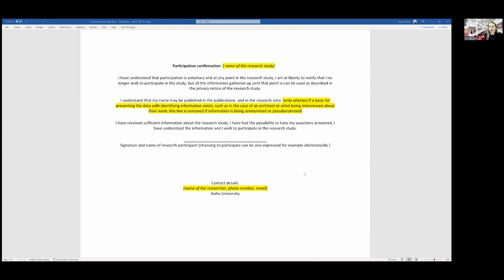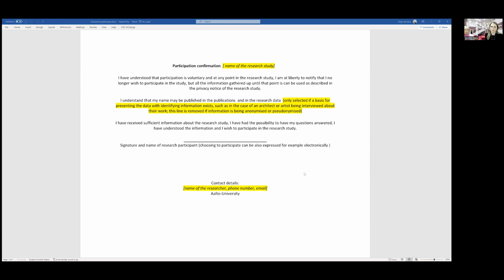Or if you are conducting, for example, a survey online, that could be just ticking the box. So it can also be electronic consent. You don't need to have a paper with a handwritten signature from the participants. This is just one option, but we would like to show you this anyway. Maria, do you have anything to add? No, that's the main thing.